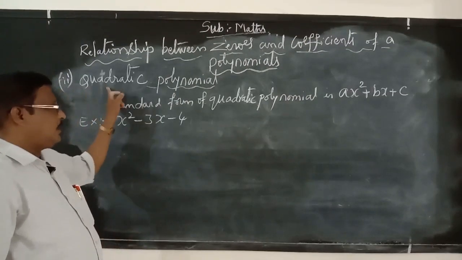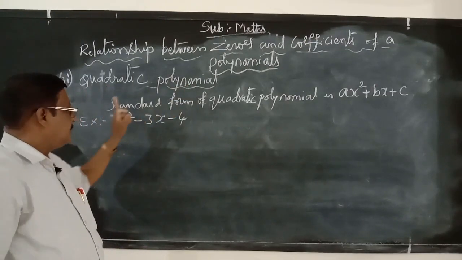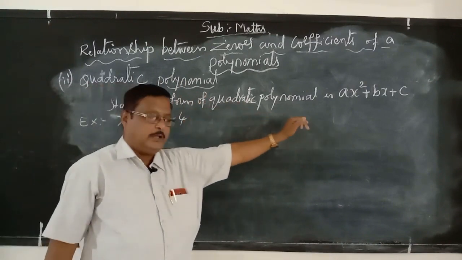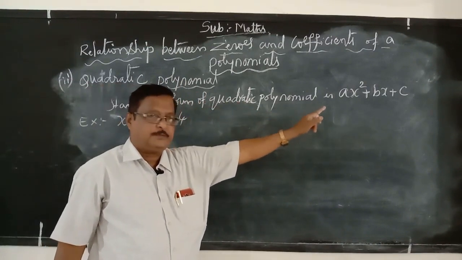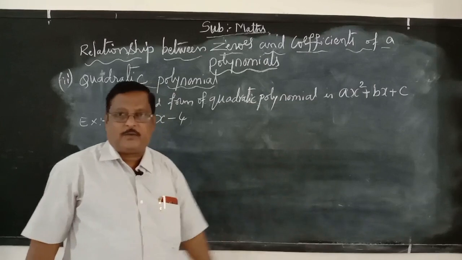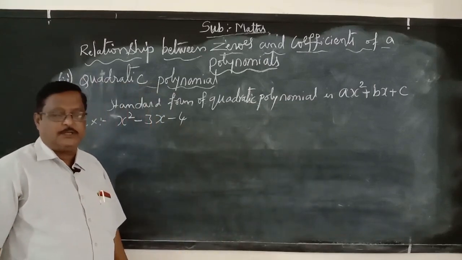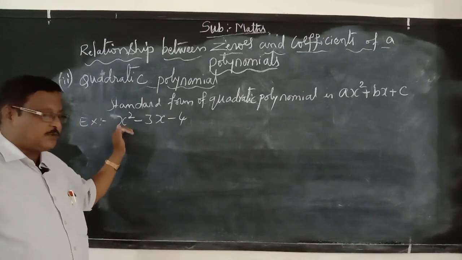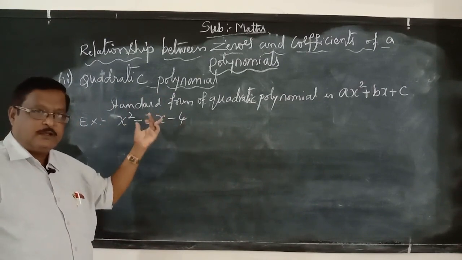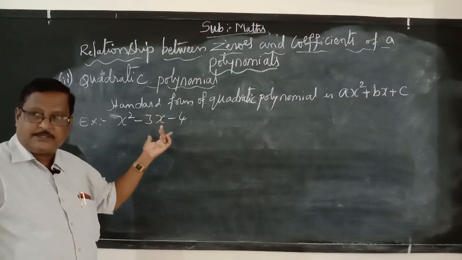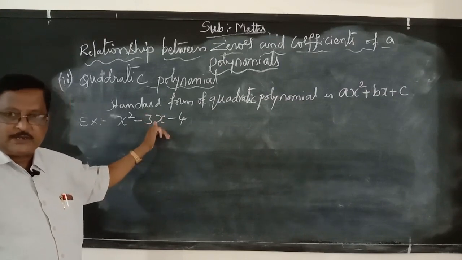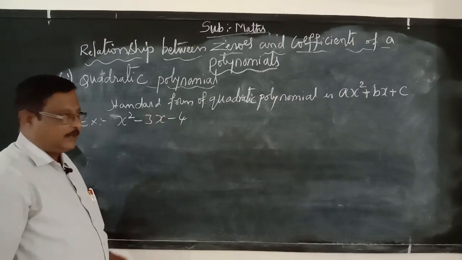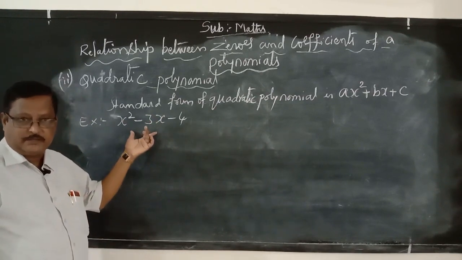Next, the second one is the quadratic polynomial. The standard form of a quadratic polynomial is ax square plus bx plus c. Here finding the value of x or the zeros of the polynomial, both are the same. Here, for example, x square minus 3x minus 4 is a quadratic polynomial. Find the zeros by using what we learned in previous classes, the splitting method or factorization method.